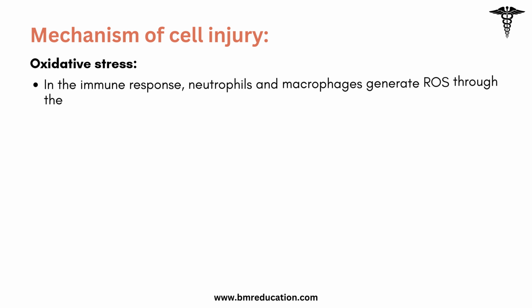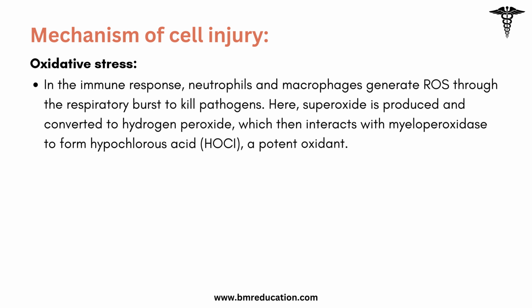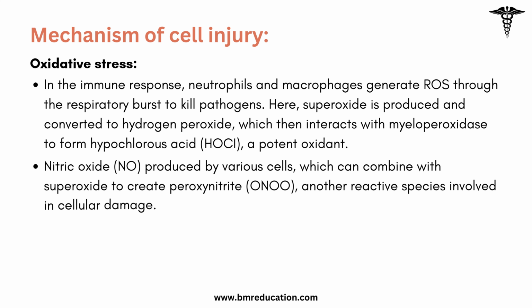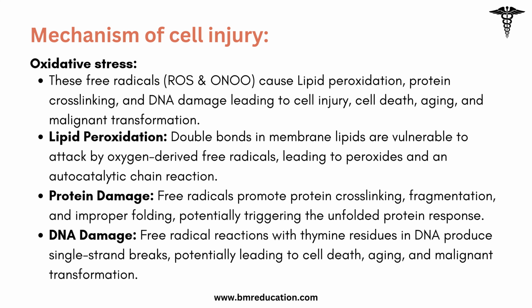In the immune response, neutrophils and macrophages generate reactive oxygen species through the respiratory burst to kill pathogens. Here, superoxide is produced and converted to hydrogen peroxide, which then interacts with myeloperoxidase to form hypochlorous acid, a potent oxidant. Nitric oxide, produced by various cells, can combine with superoxide to create peroxynitrite and other reactive species involved in cell damage. These free radicals cause lipid peroxidation, protein cross-linking, and DNA damage, leading to cell injury, cell death, aging, and malignant transformation.